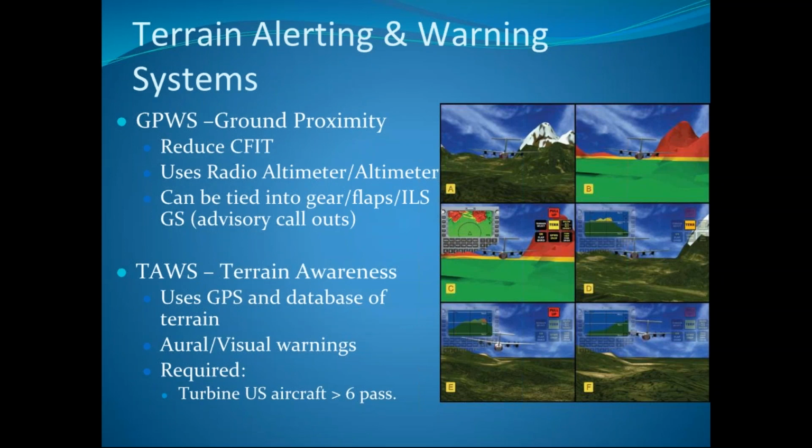The TAWS, or Terrain Awareness Warning System, uses GPS and a database of terrain, and provides the same audio and visual warnings. It's required for U.S. turbine aircraft with more than 6 passengers on board. Jets, we don't really care because we can fly over Mount Everest no problem. Turbines, they tend to be a little closer to the ground.